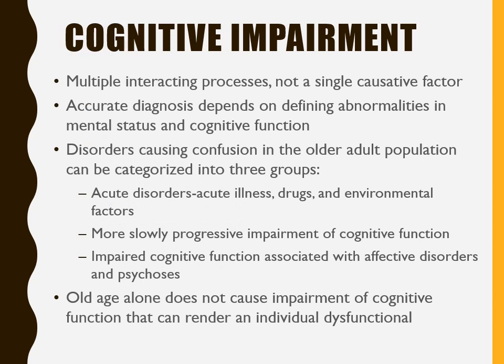So remember, in cognitive impairment, we're not talking about one thing, okay? We're just not saying, oh, they're forgetful. There's multiple interacting processes here. So an accurate diagnosis is going to depend on finding what are those abnormalities in the mental status and the cognitive function. So there's an acute stage that can actually happen because maybe they've had an acute illness, maybe they've had surgery, maybe they've had a new drug that has come into play. So all of those affect the chemistry, not only in the body, but it can affect the chemistry of the brain, which will affect some of your cognitive function.